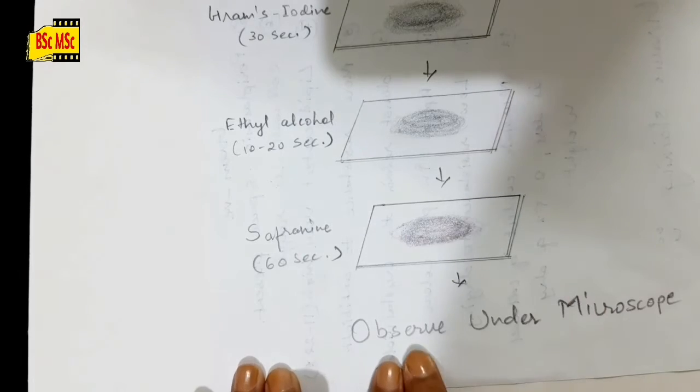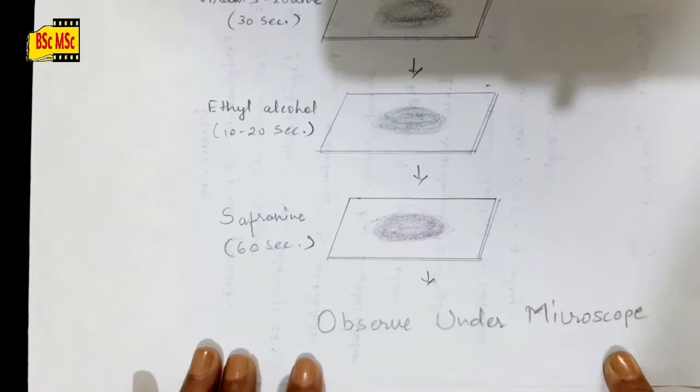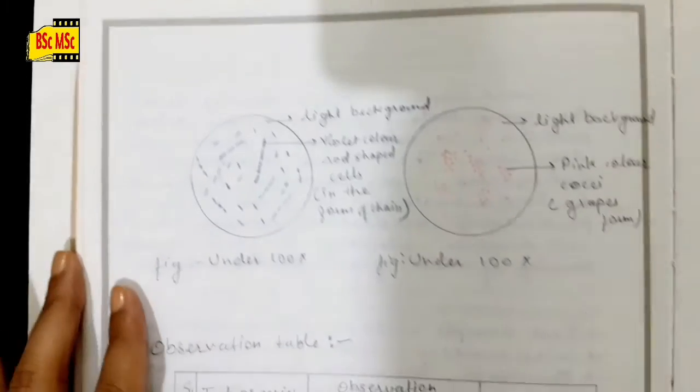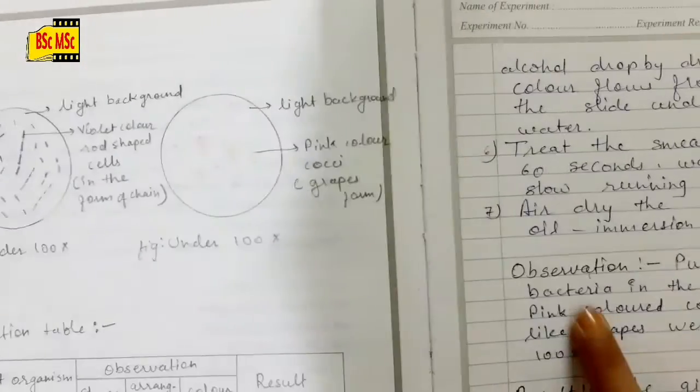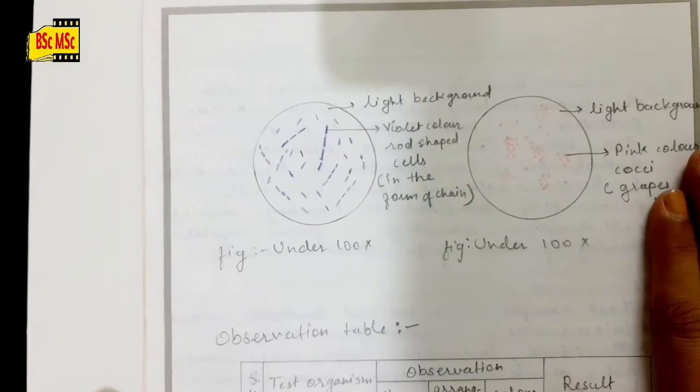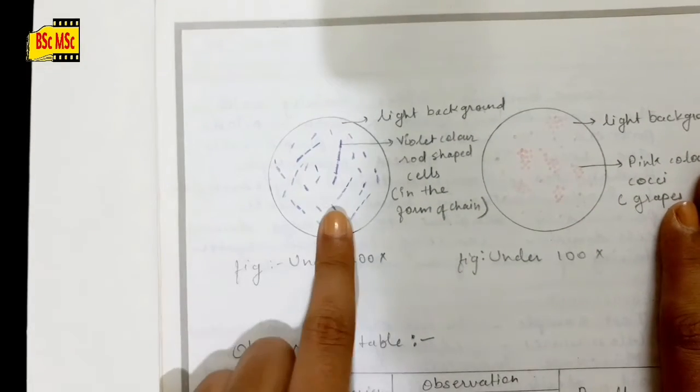Okay, after that you need to observe under the microscope. I'll be showing you my observation. Okay, this is my observation. You need to write your observation over here. Now you can see these pictures.